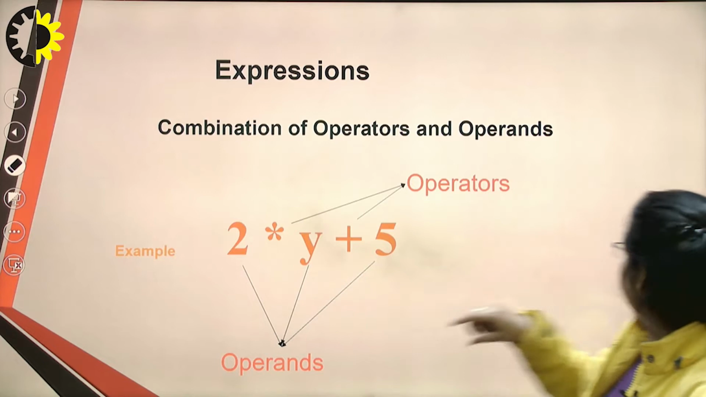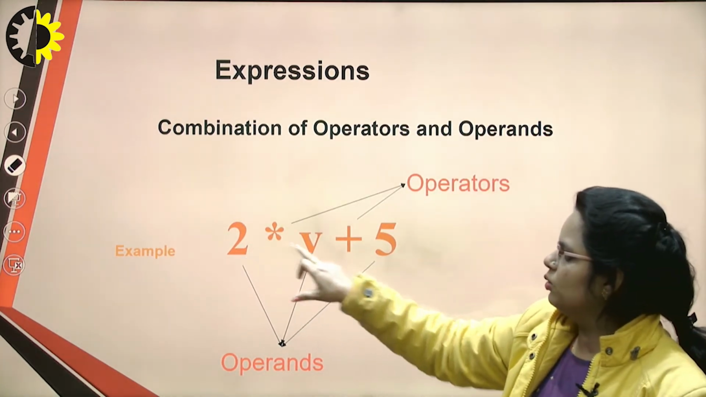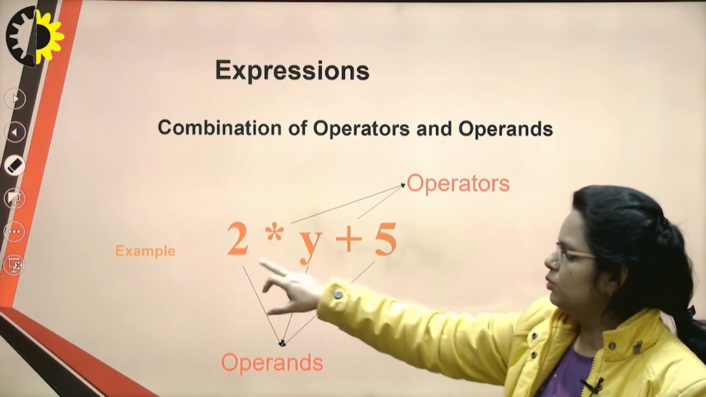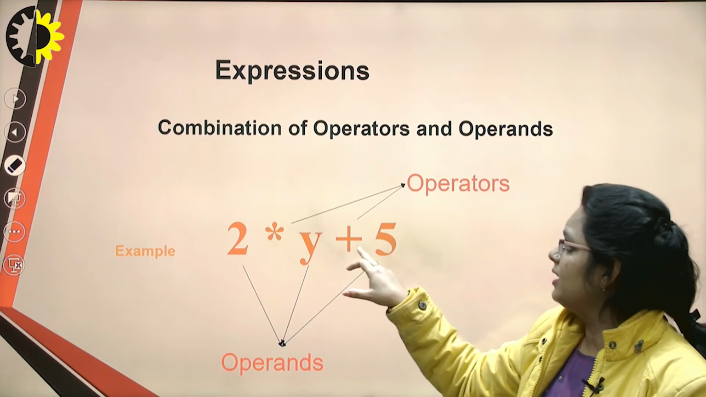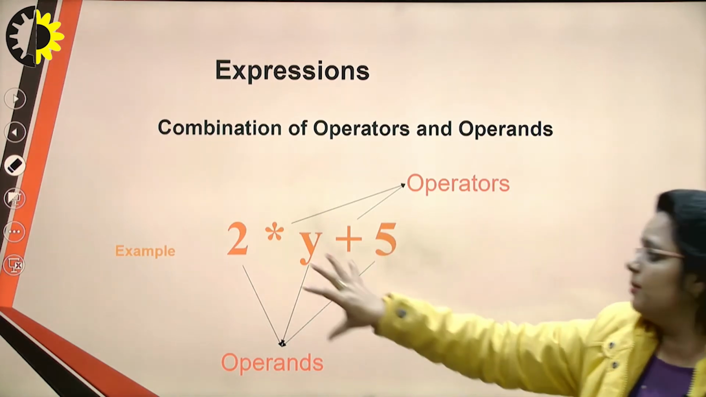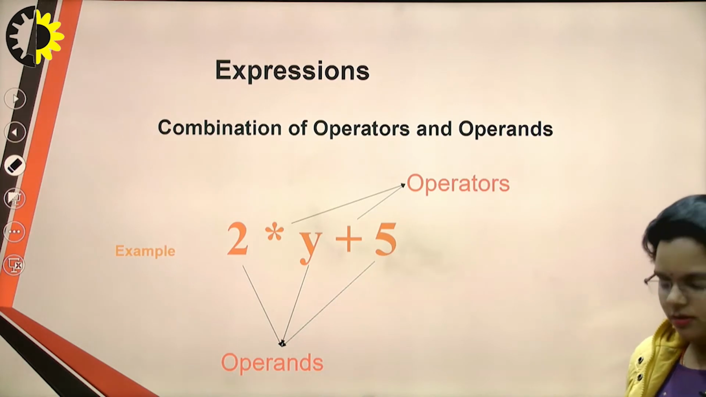Let us say this, 2 into y plus 5. So 2y and 5 are the operands, and multiplication and addition are the operators. They combine to form an expression.